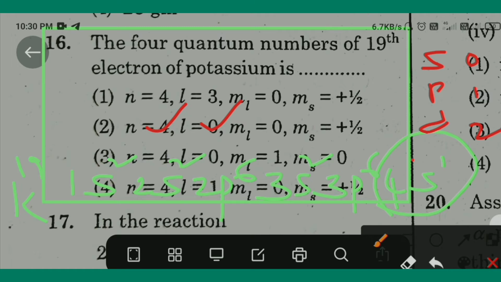And when coming to the m value, it takes values from minus L to plus L, so minus 0 to plus 0, so the m value is 0. And this is the first electron, so the spin of this electron is plus half, so ms is equal to plus half. So the second option is the correct answer for this bit.